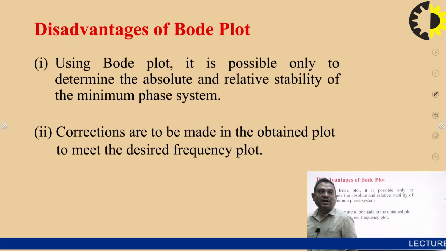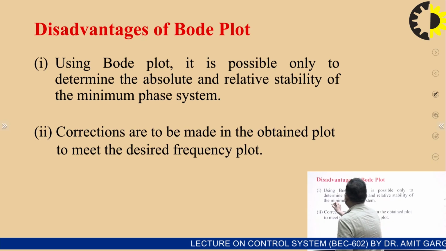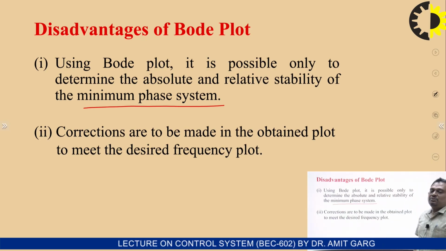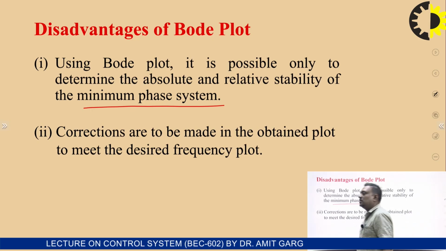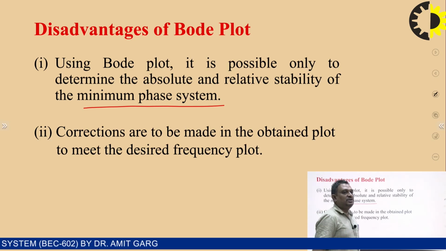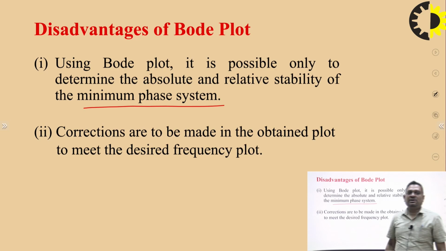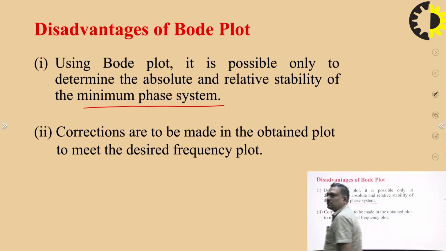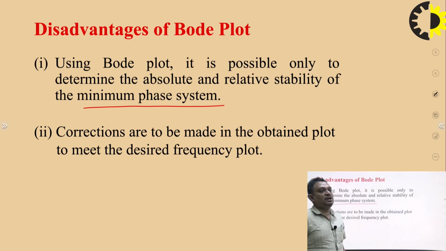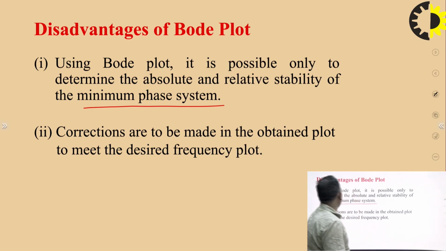Now the disadvantages. Using the Bode plot, it is possible to determine the absolute and relative stability only of a minimum phase system. Minimum phase systems are those systems in which all the poles and zeros lie in the left half of the S plane. Like in the case of Nyquist, even if one of our poles lies in the right half of the S plane, we can still find out the closed loop stability of the system. But here this is applicable only to those open loop transfer functions in which all the poles and zeros lie in the left half of the S plane. So this is the limitation.